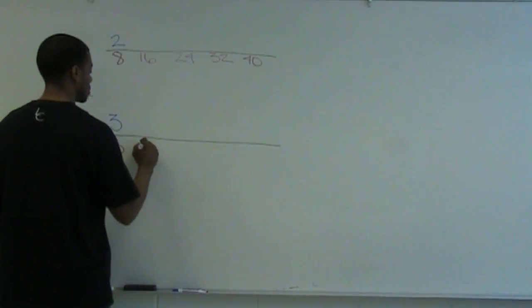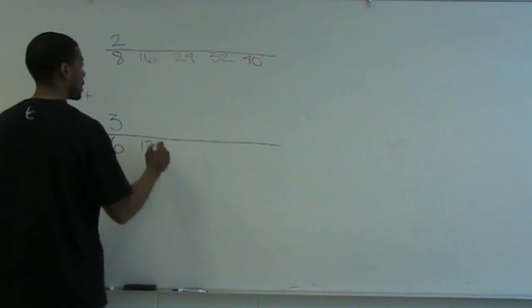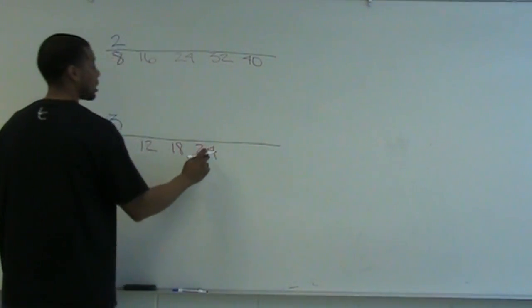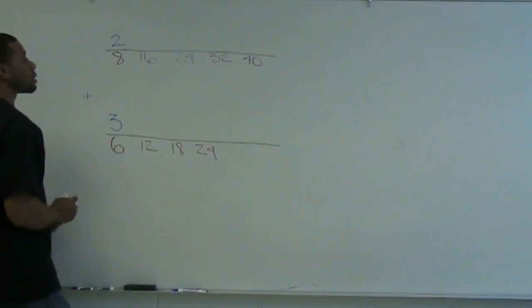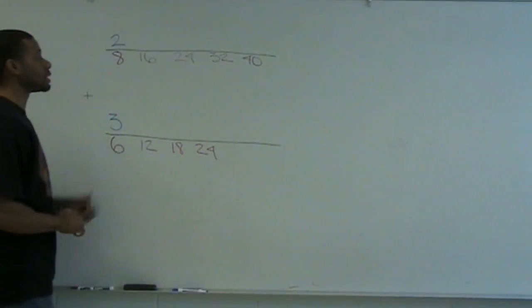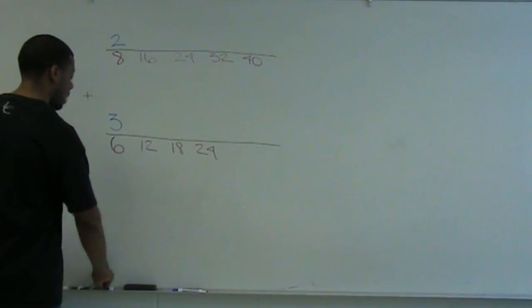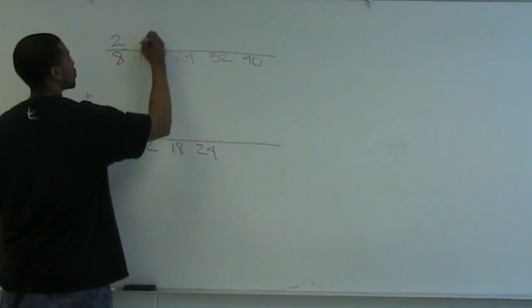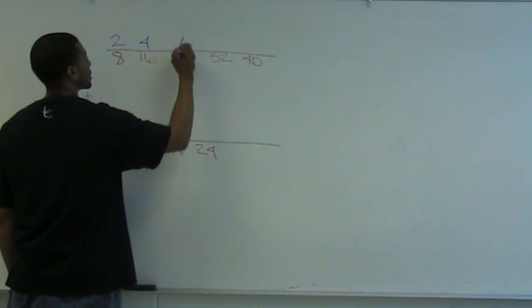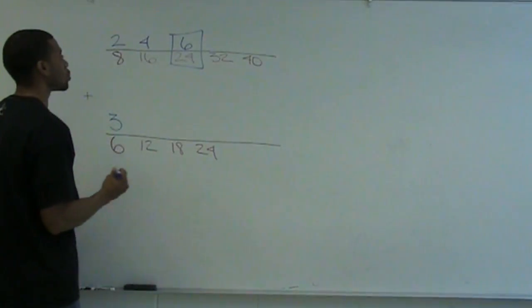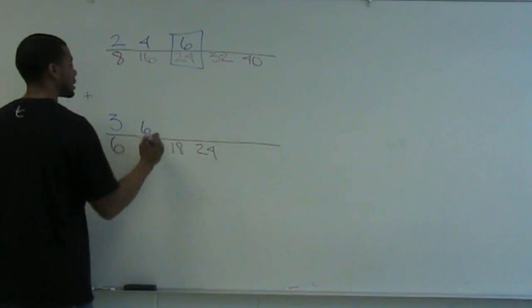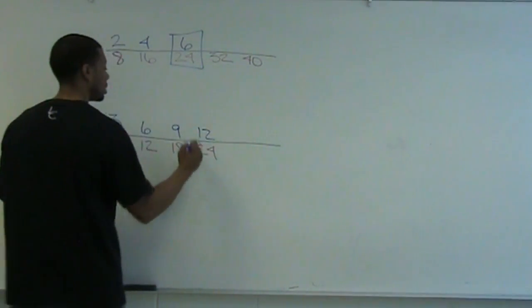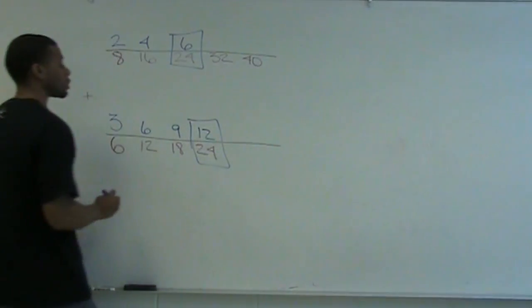Now we're going to do the denominator 6. So I have 6. 6 times 2 is 12. 6 times 3 is 18. 6 times 4 is 24. So I have a 24 here, and I have a 24 there. So that will be my denominator for this problem. But now I have to do the multiples for the numerator. 2 times 1 is 2. 2 times 2 is 4. 2 times 3 is 6. So that's my new fraction for 2/8. 3 times 2 is 6. 3 times 3 is 9. 3 times 4 is 12. So this will be my new fraction for 3/6.